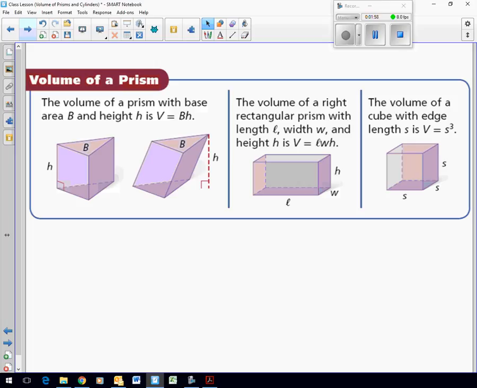A cube is simply this. It's when I take a square and I add in a third dimension of height that is equal to the size of the square. If I just drew one line, we'd call that a side, or really a line. It doesn't have any dimensions.